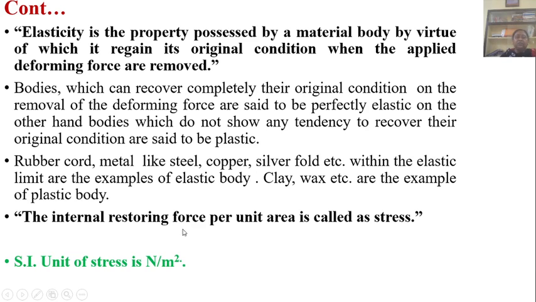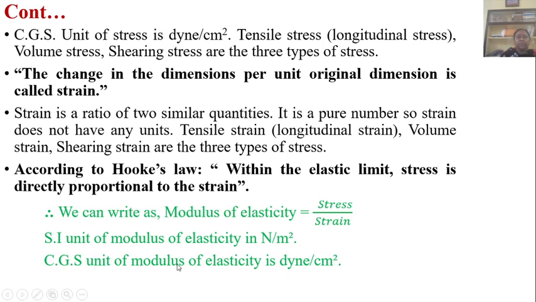The internal restoring force per unit area is called stress. The SI unit of stress is Newton per meter square. Now the CGS unit of stress is dyne per cm square. Tensile stress, longitudinal stress, volume stress, and shearing stress are the types of stress.